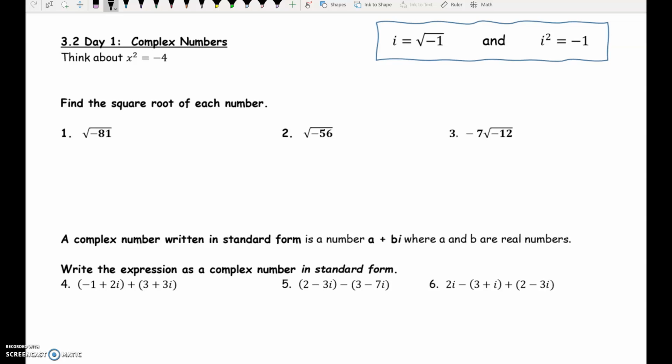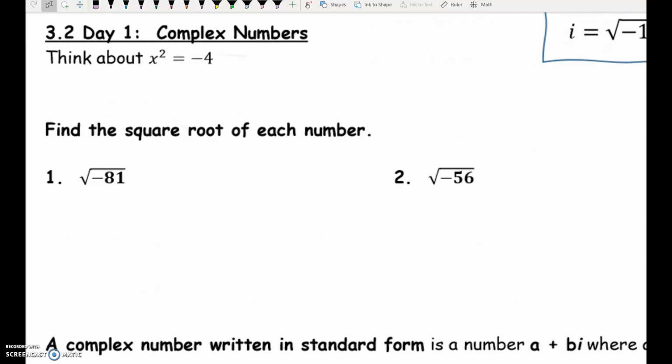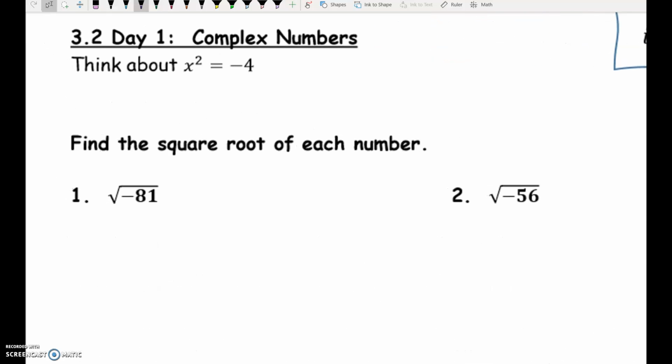First thing we need to do today is think about x squared equals negative 4. If we had the equation x squared equals negative 4, we would solve this by taking the square root of both sides. What is the square root of negative 4?